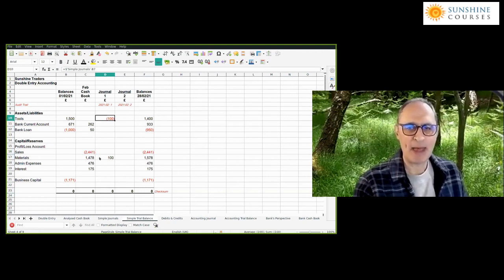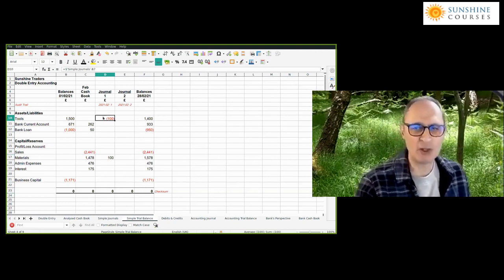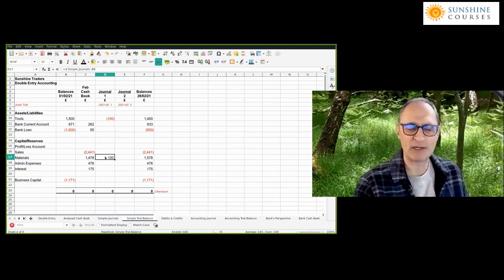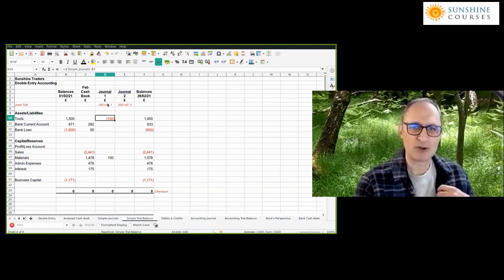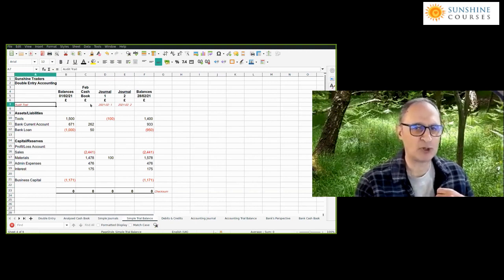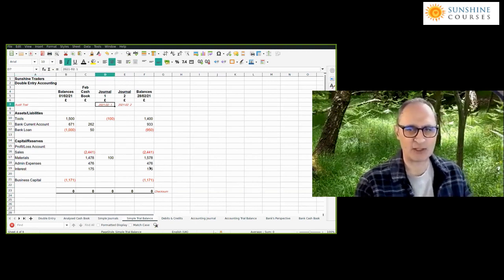And this mechanism by which I've transferred some money that was in tools into my materials to reduce my profits, the mechanism in accounting terms is called a journal. And you'll notice up here I've got a reference to which the journal is. This is part of the audit trail. You don't need to put an audit trail. I'm just highlighting that that's what this is, so that I can understand why this entry is what it is.